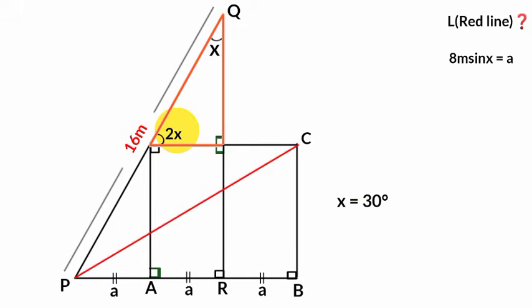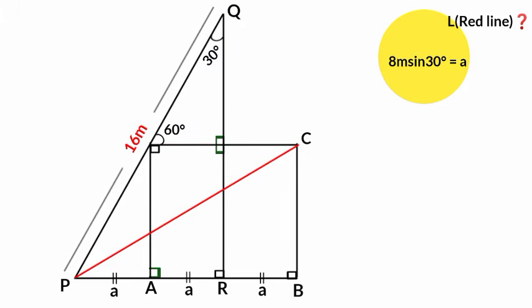We substitute here and here now. 2 times 30 degrees is 60 degrees. We also substitute here. Therefore, 8 meters sine 30 degrees equal to a. 8 meters times sine 30 degrees is 4 meters. So a equal to 4 meters. That is the length of this side, this and this side are 4 meters each.